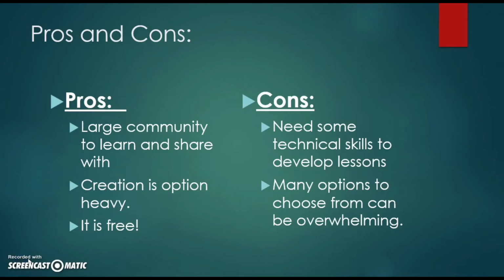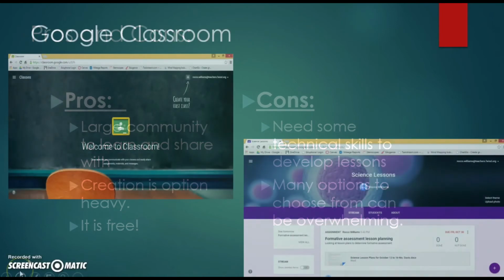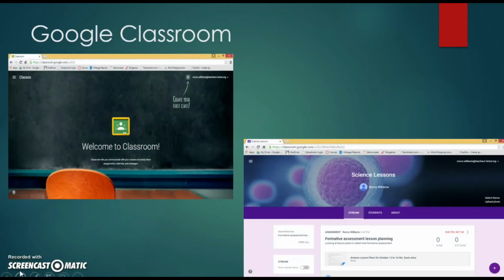So some of the pros and cons of Moodle were that it's free, which makes a large community which we can learn and share with, and the creation is option heavy, meaning that when you're creating, there's a lot of options to choose from. And once again, it's free, so that's always great. A con is you do need some technical skills to develop the lessons, and sometimes having so many options can be overwhelming. The last LMS we'll look at is Google Classroom.